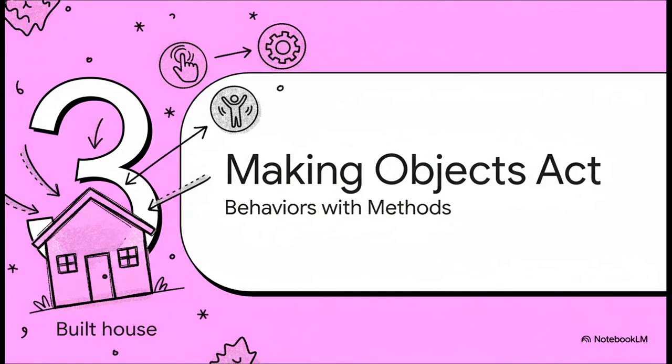Okay, so our object exists. We've built the house. It's sitting there in memory. But a house you can't interact with isn't very useful, right? It's just a box. Now we need to define what our objects can actually do. And this is where behaviors, or what we call methods, come into the picture.